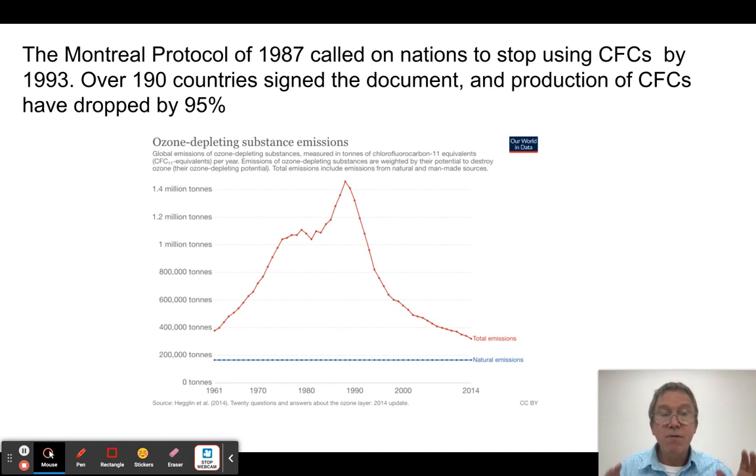It is possible to fix environmental problems. And when you take this course, it might be easy to convince yourself, well, there's nothing we can do about any of it. It's just depressing. No, it can be done. It just takes people understanding the problem and having the political will to fix it.